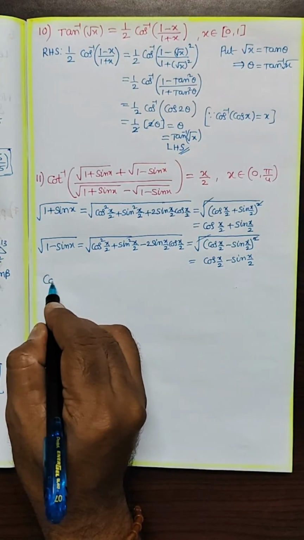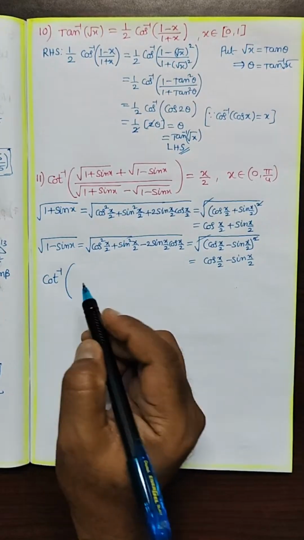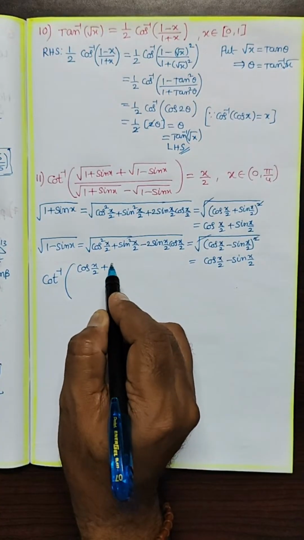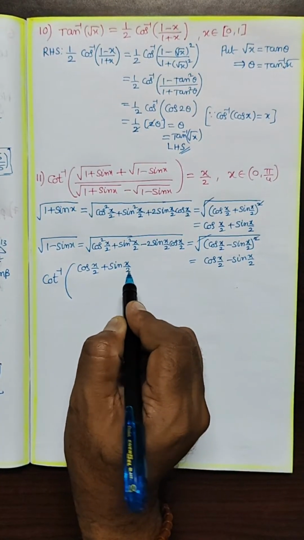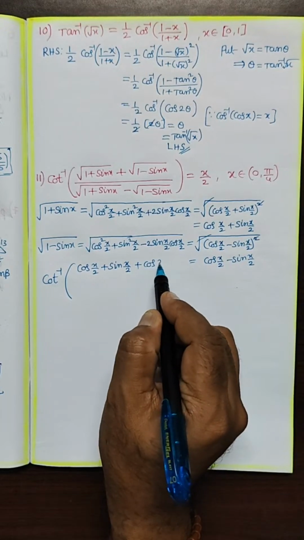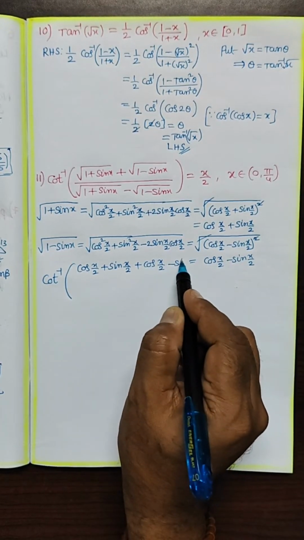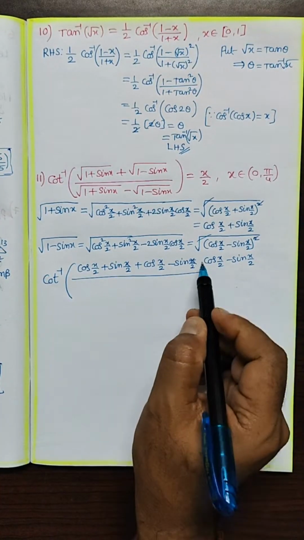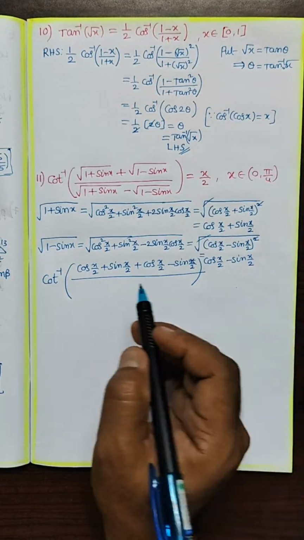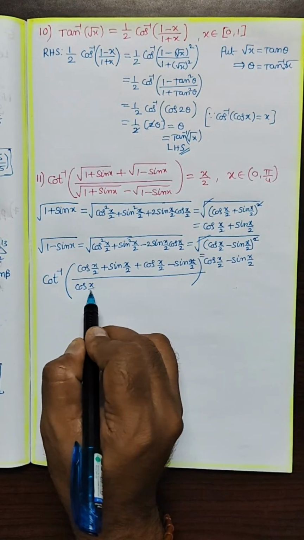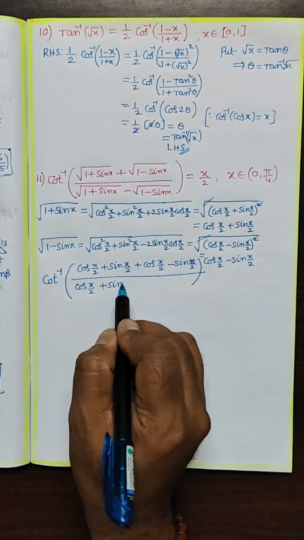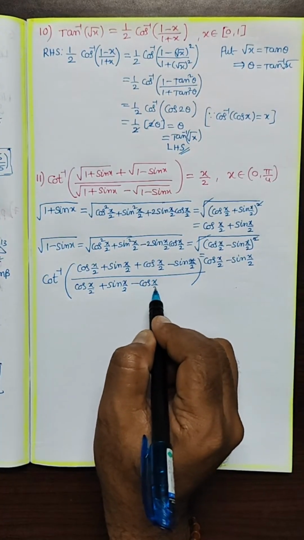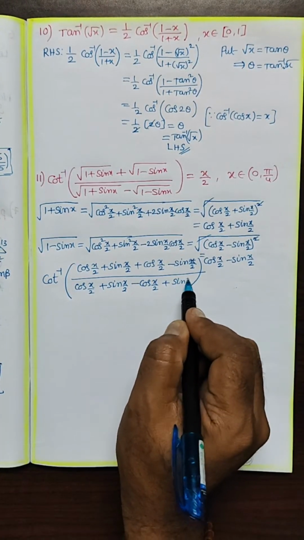So cot inverse of the sum of these two: (cos x by 2 plus sin x by 2 plus cos x by 2 minus sin x by 2) by (cos x by 2 plus sin x by 2 minus the other value), that means minus (cos x by 2 minus sin x by 2), multiplying by the minus, dear students.